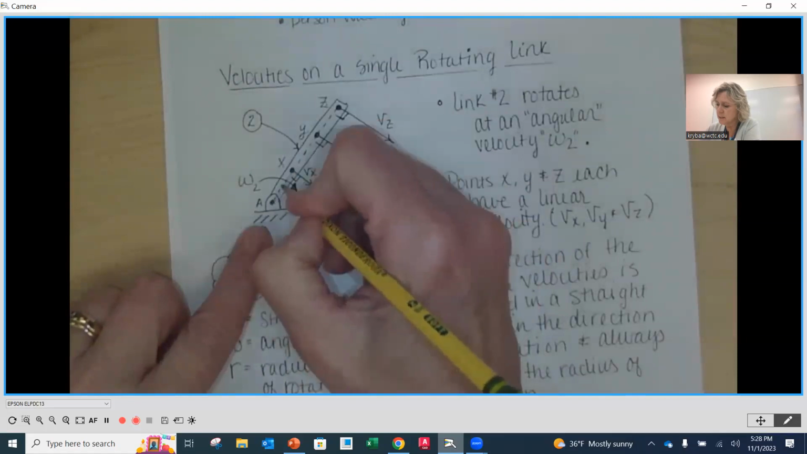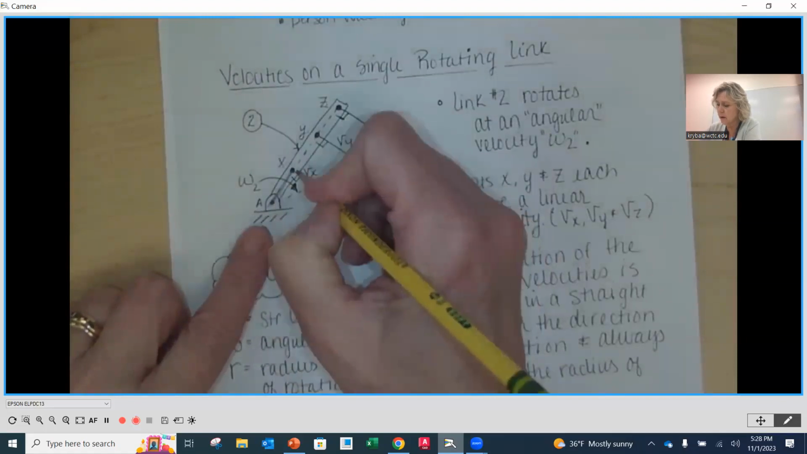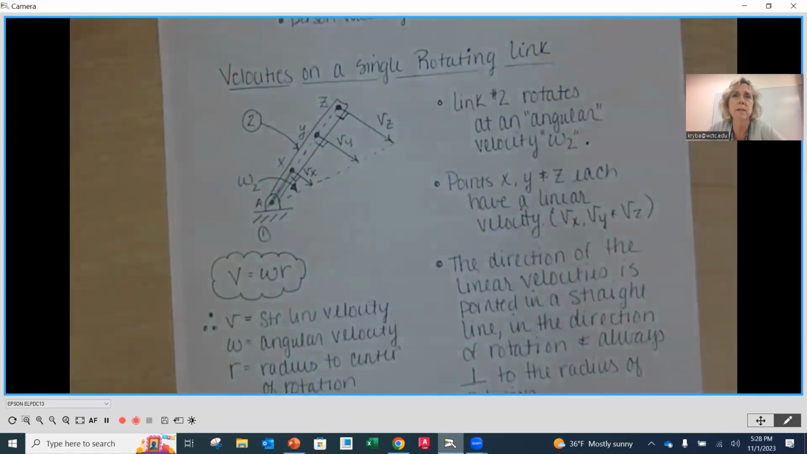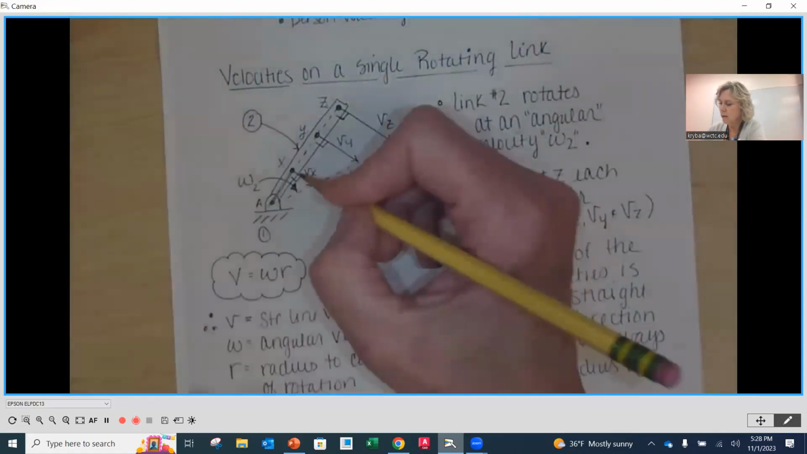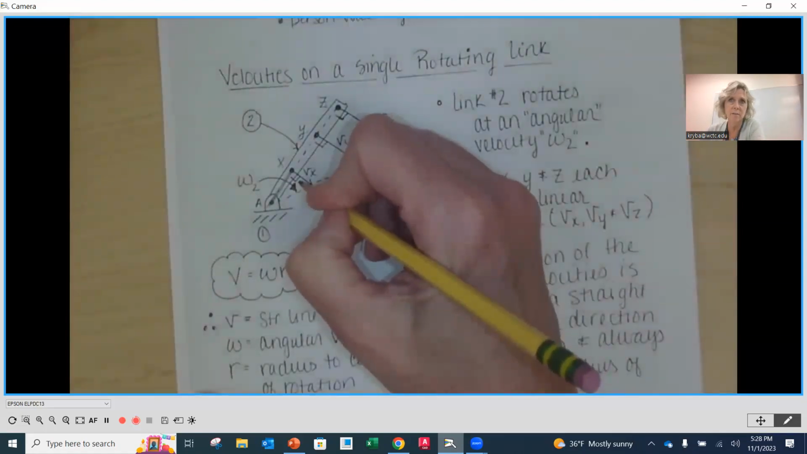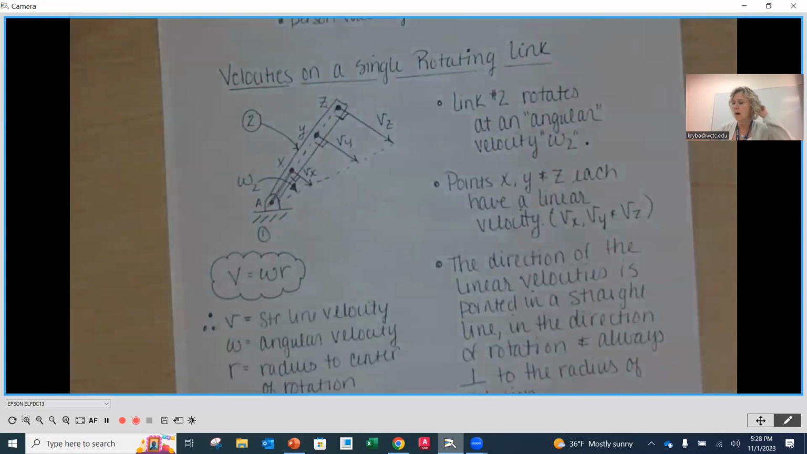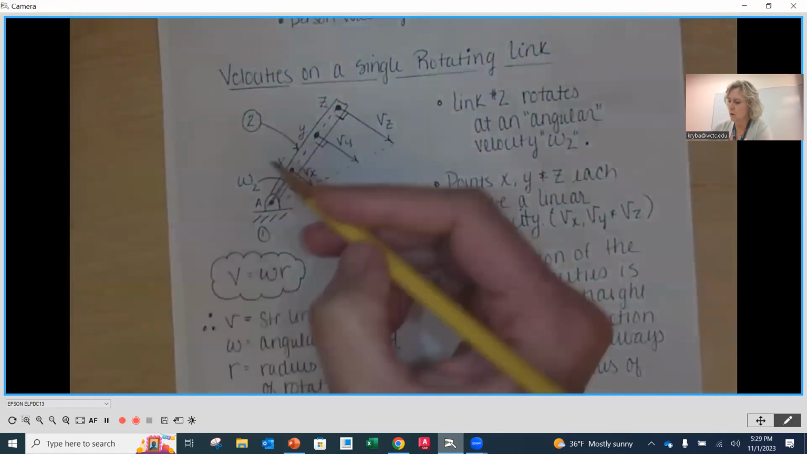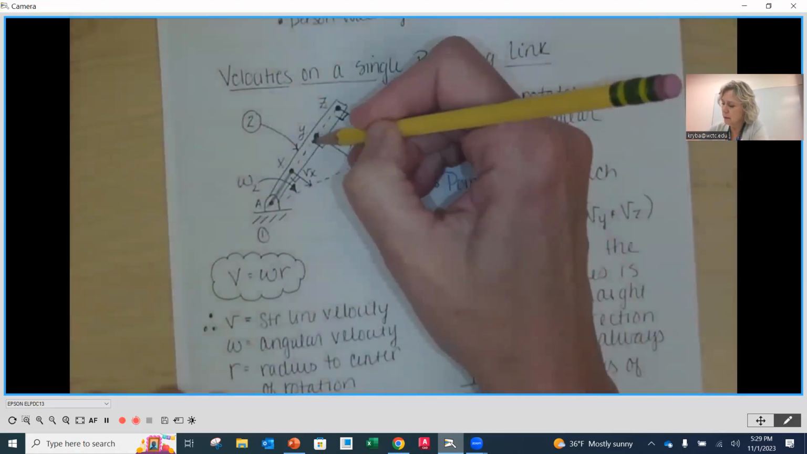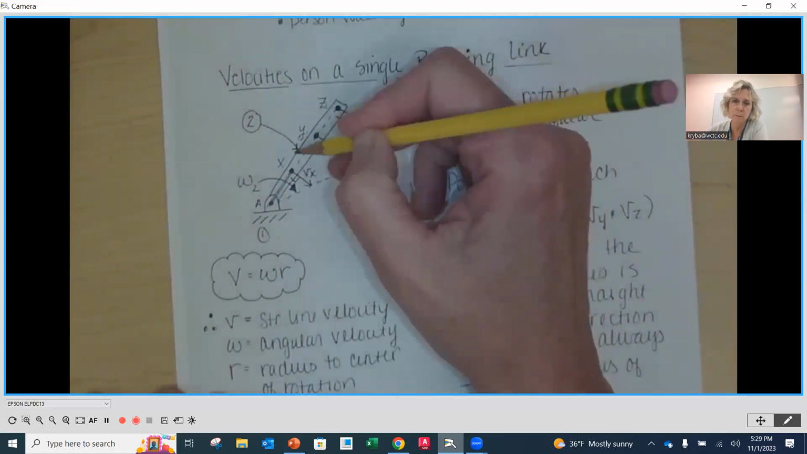You'll also notice the angle that they make with their radius of rotation. So for instance, this is the radius of rotation. This distance right here is the distance that x would be from its center of rotation. And you'll notice that there's a 90-degree angle there. Okay, so our velocities will always be perpendicular to that radius of rotation. So y is perpendicular to this line, and then z is perpendicular to that one.